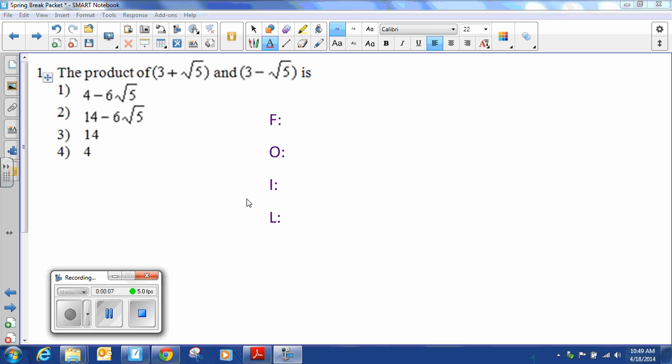Number one, all you have to do is FOIL, multiply these two binomials. Even though they have radicals, you just do first, outer, inner, last. I suggest you write the FOIL vertically and then write all your work out.